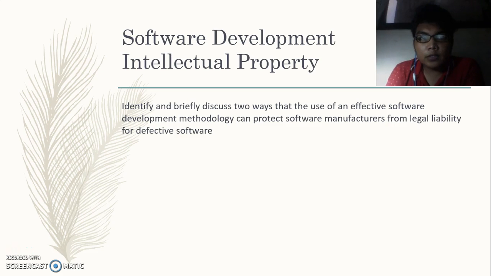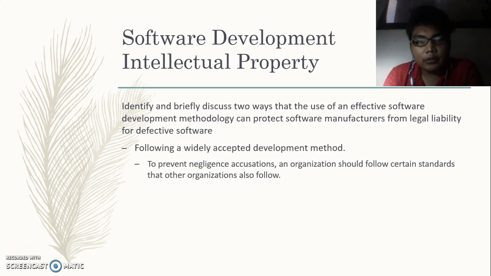So let's go. First question, identify and briefly discuss two ways that the use of an effective software development methodology can protect software manufacturers from legal liability for defective software. First way is by following a widely accepted development method. To prevent negligence accusations, an organization should follow certain standards that other organizations also follow.